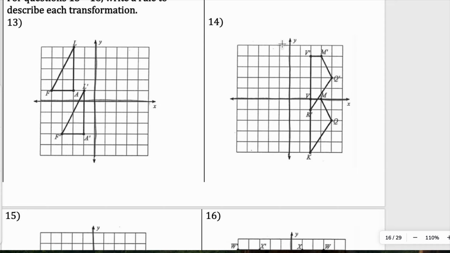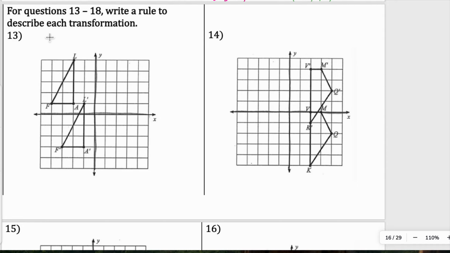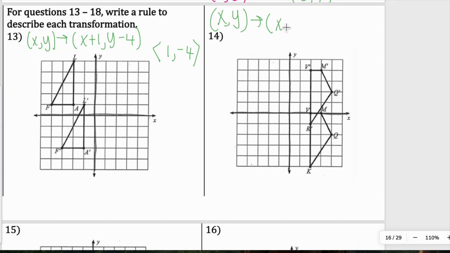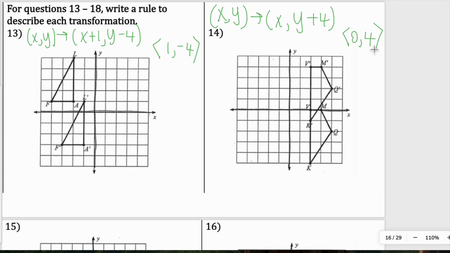Number 13, now we're going to get into describing transformations. So this one I wrote the translation rule or the vector. Here we did x plus 1, so I went right 1 and down 4. You can also just write it as <+1, -4> using the vector rules. For number 14, another translation rule, you could say (x, y) goes to (x plus 0, or just x, and then y plus 4). Another way to write it with the translation vector is <0, 4>.